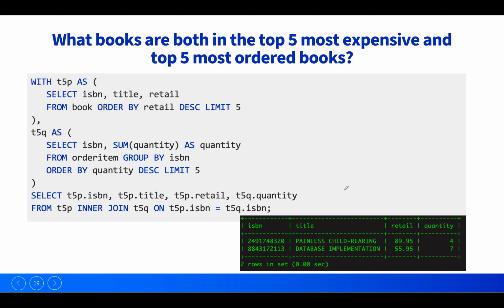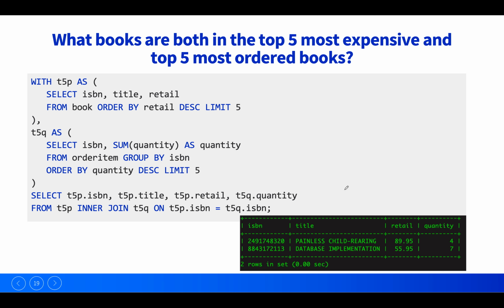Now, to answer the question, what books are both in the top 5 most expensive and the top 5 most ordered books, we will need to essentially make an inner join between the top 5 most expensive books as well as the top 5 most ordered books, right? In that particular situation, we can either make use of a derived table or a common table expression so that we can calculate beforehand the top 5 most expensive books, then the top 5 most ordered books, and then we can use those subqueries to answer our last query, which is which books are in both of those groupings.